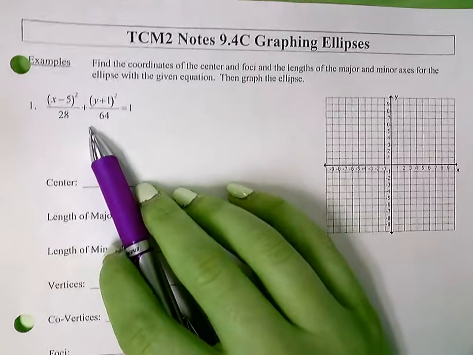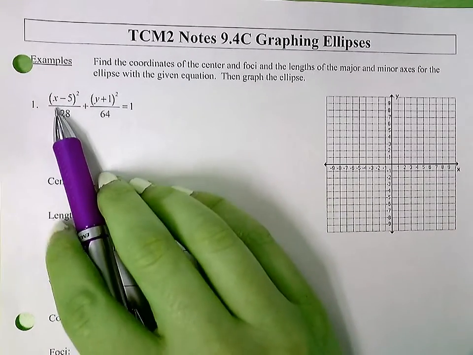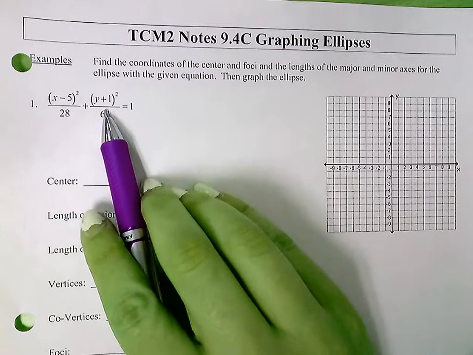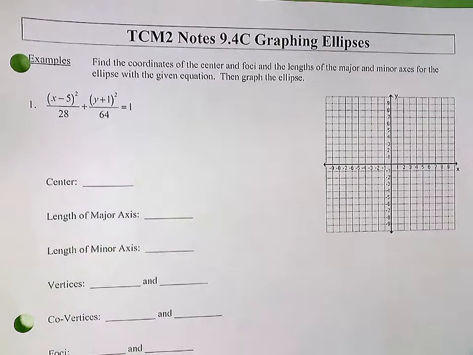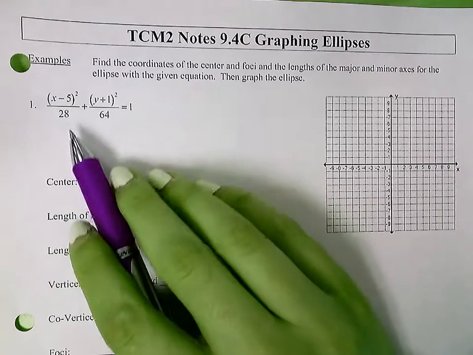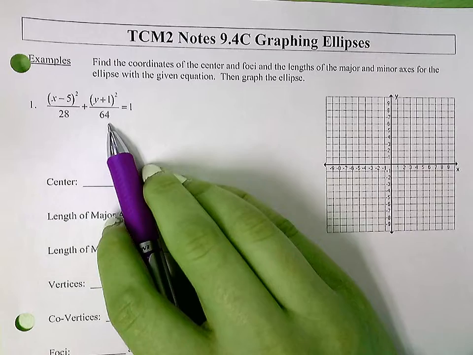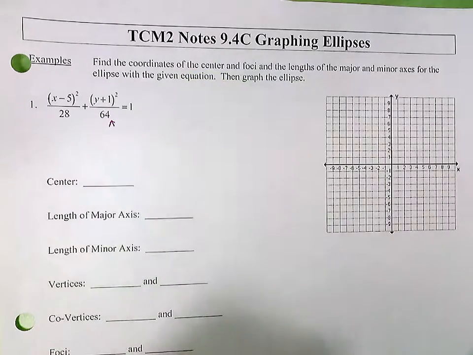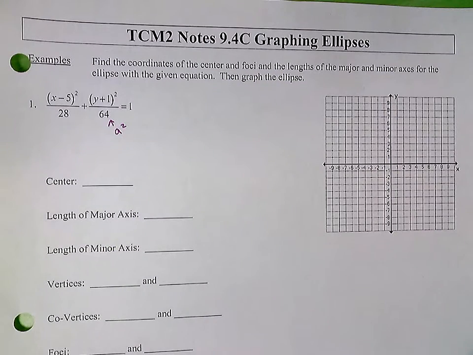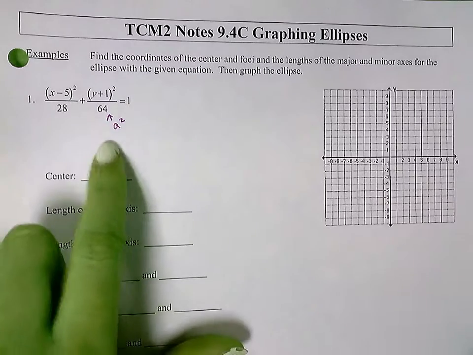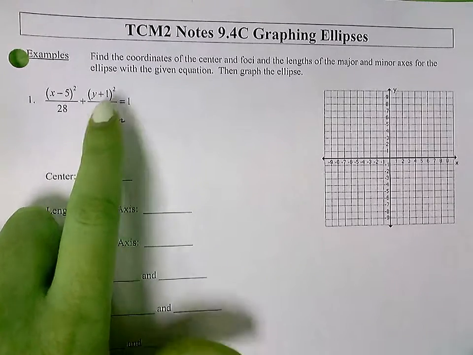So, my first example here, I have x minus 5 squared over 28 plus y plus 1 squared over 64 is equal to 1. Now I have to decide whether that is horizontal or vertical. To do that, I need to see which one of these numbers is my greater number. 64 is my greater number, so that has to be my a squared value. That means a squared is underneath y plus 1 squared.